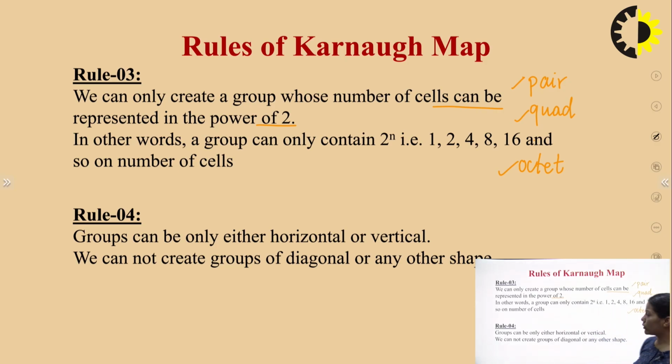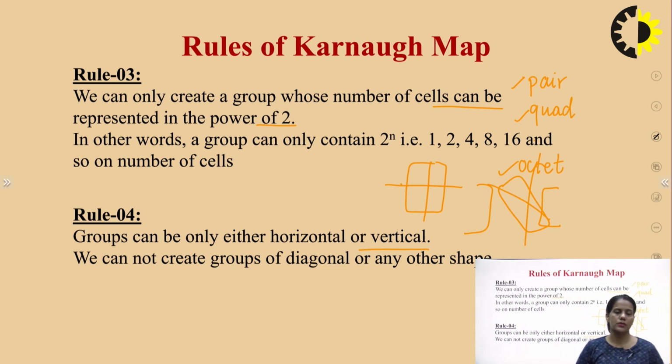Now, according to rule 4, groups can be either horizontal or vertical only. You cannot create groups that are diagonal or of any other shape. So, the group can be this way, or this way, but the group cannot be this way. This is wrong. Diagonal grouping is not allowed in K-map simplification.